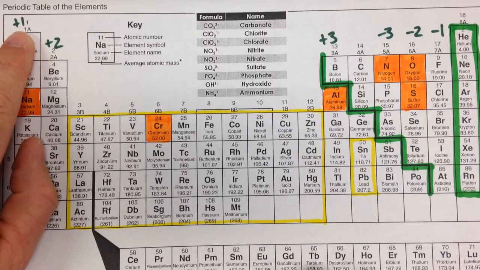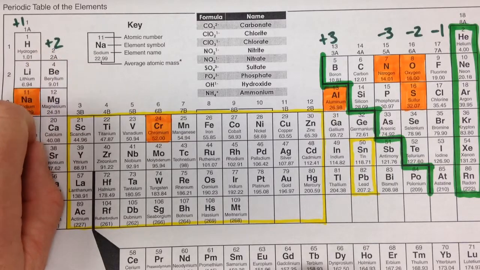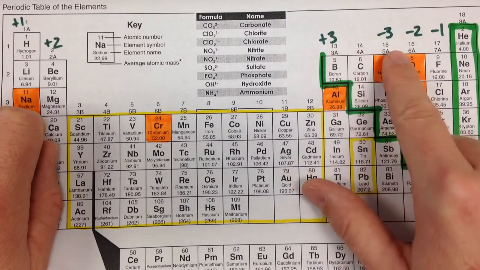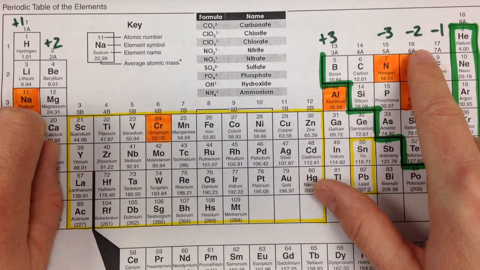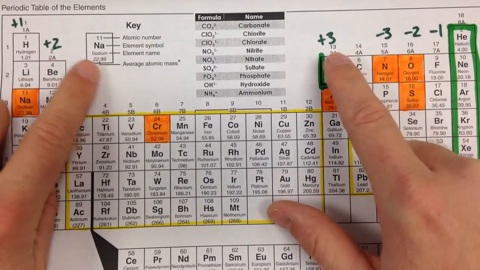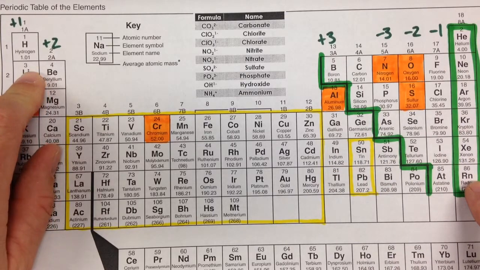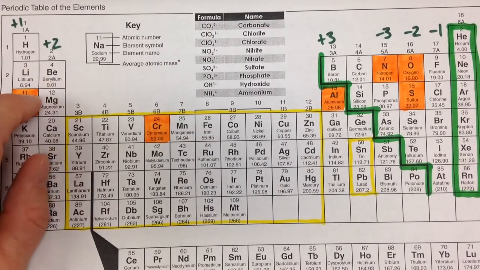Remember, group 1A elements form a +1 charge, group 2A elements typically form a +2 charge, 3A plus 3, 5A minus 3, 6A minus 2, and 7A minus 1. And the reason for those charges is due to their proximity to the noble gases. All right, so let's start taking a look at a couple of examples.